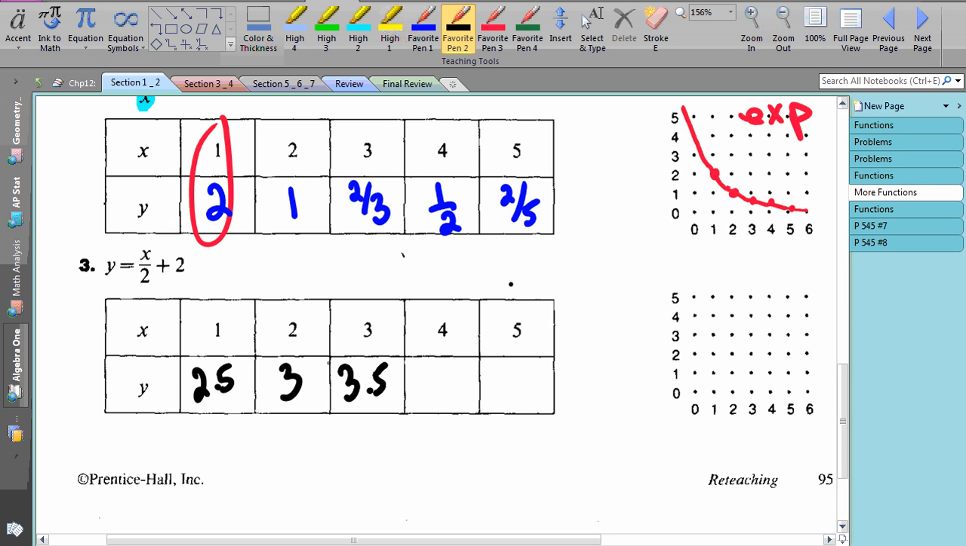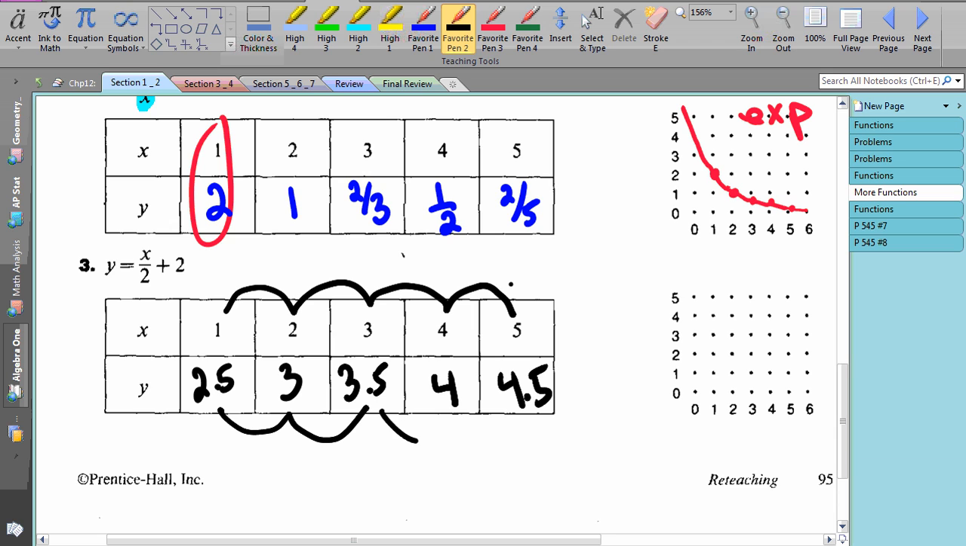Does anyone notice a pattern here with these y values? Every time I go up by 1 here, I'm only going up by a half all over here. And so that is a nice steady pattern. And notice each and every single time it's going up by a half is because of that number right there, which is the slope. The slope is 1/2.